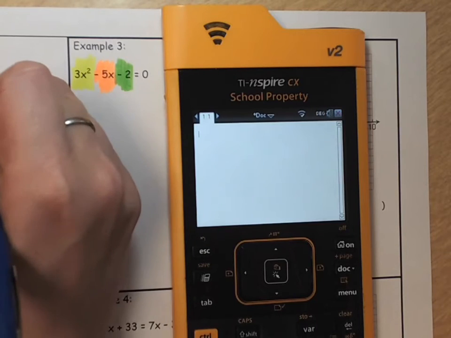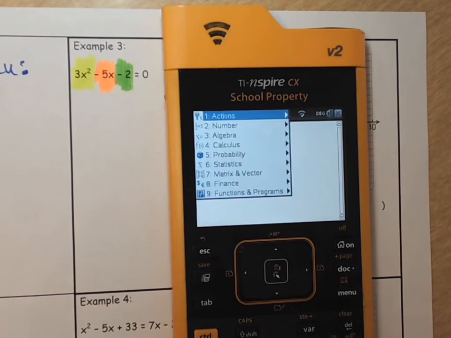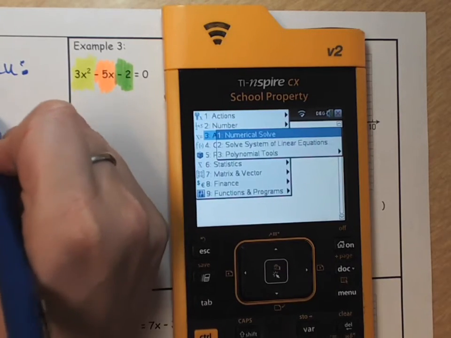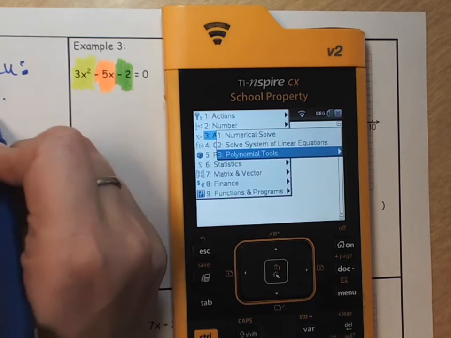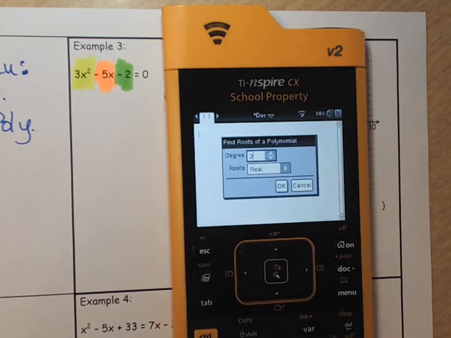Remember, our menu, so you're going to go to menu, go to algebra again, that's number 3. Poly tools, 3 again. Roots.